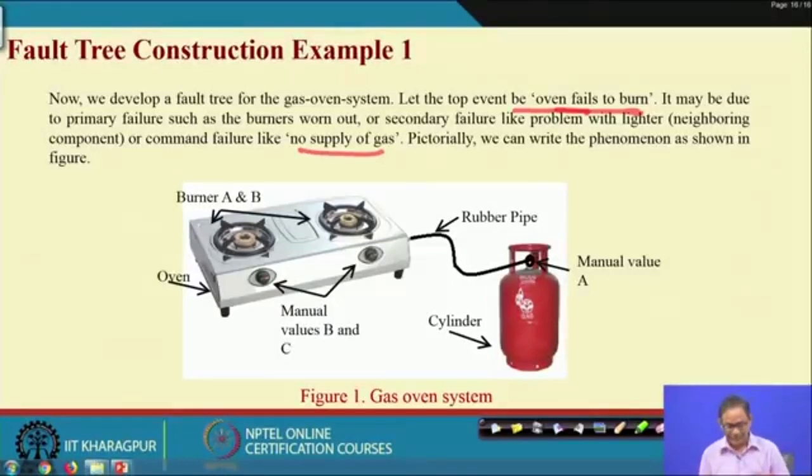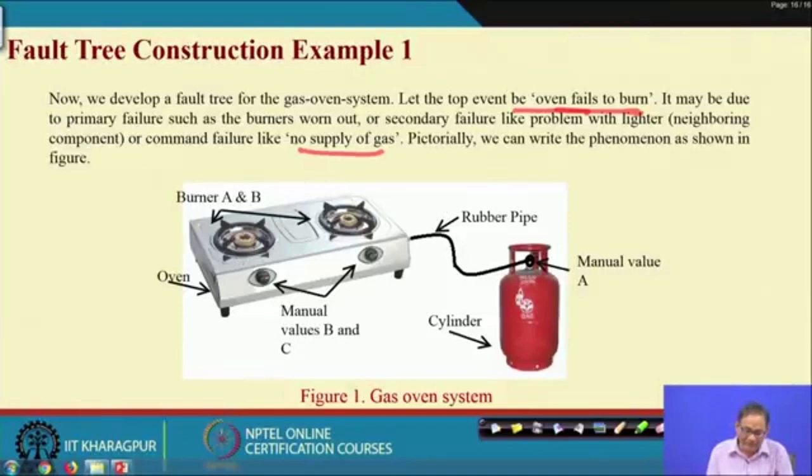So, the oven fails to burn, that means the burner itself may fail. This is a system level failure. I'm giving it in terms of the PSC concept here: the burner may fail, so that is the primary. Or the burner is working, but the lighter is not working, maybe for some reason. Or gas is not coming. When gas is not coming, that is a subsystem level issue, because supply of gas is an issue. If I consider system and subsystem here, this oven is one system, and supply of gas is another system.